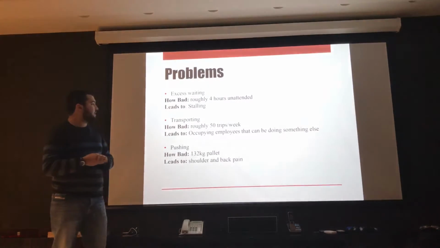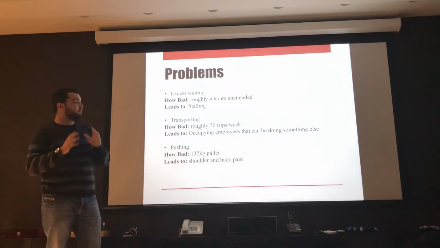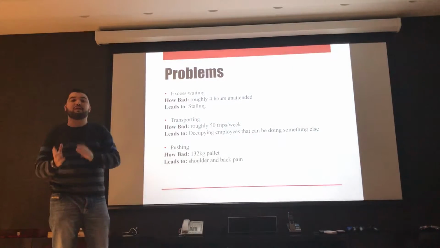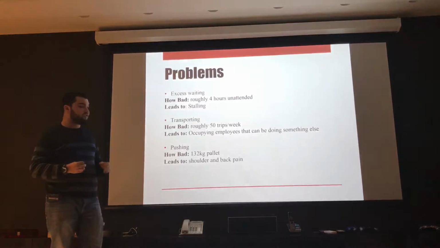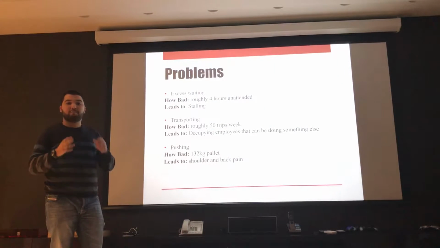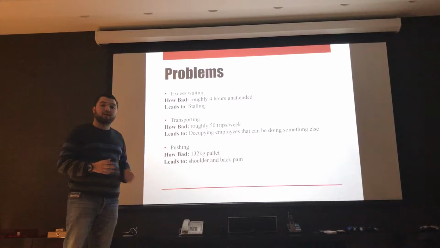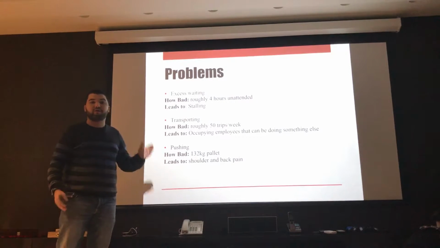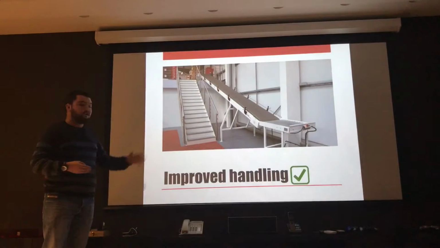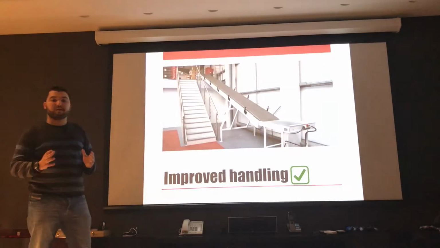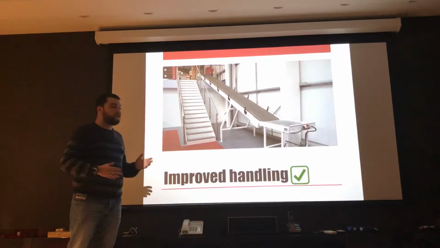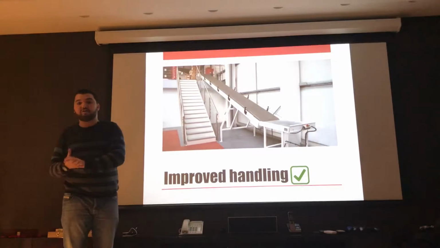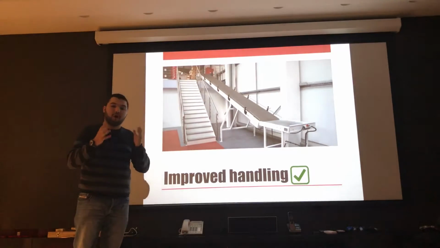As for transporting, it is roughly 50 trips per week, which leads to occupying employees that can be doing something else. And as for pushing, because of the heavy weight of pallet, which weighs around 132 kilograms, this leads to shoulder and back pains of employees and workers. So team members recommend the use and installation of a multi-floor conveyor belt that will transport efficiently the product from the production line to the upper floor warehouse.